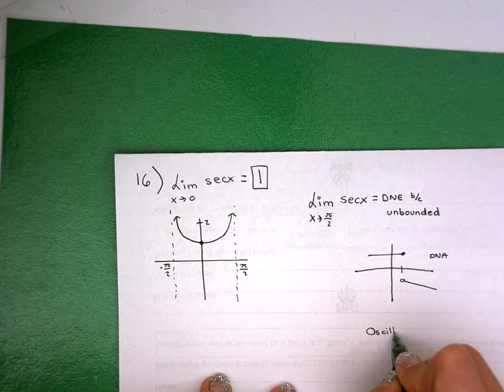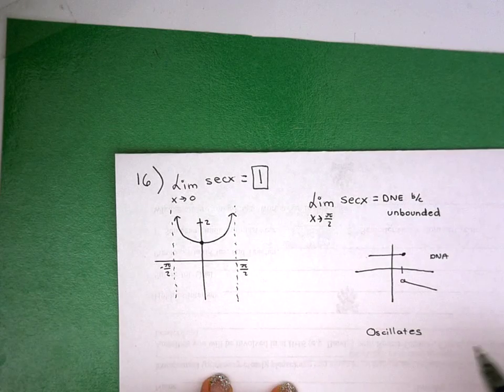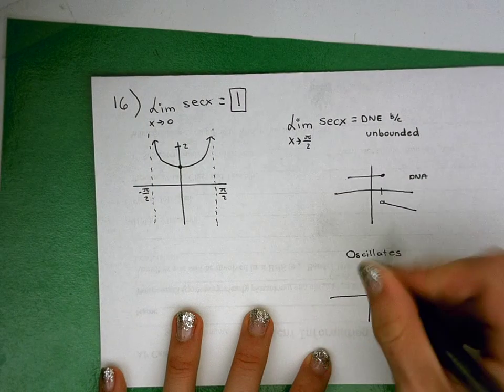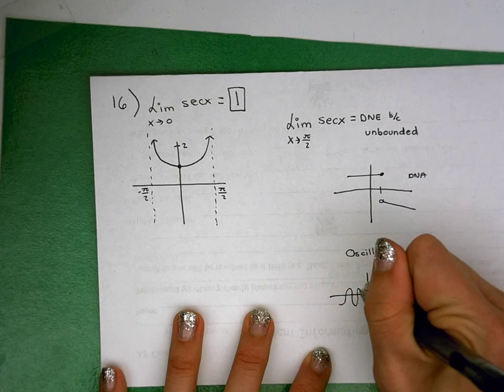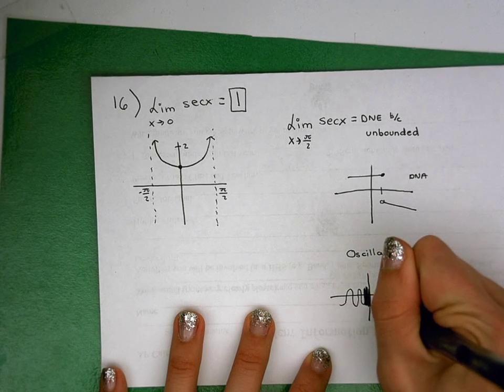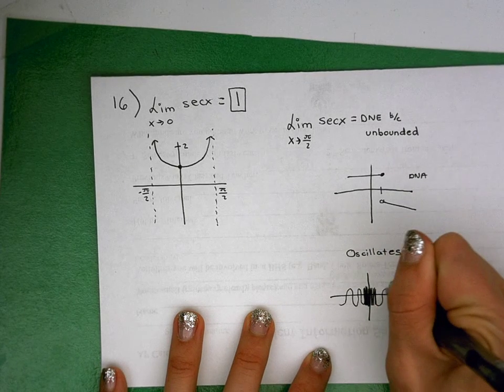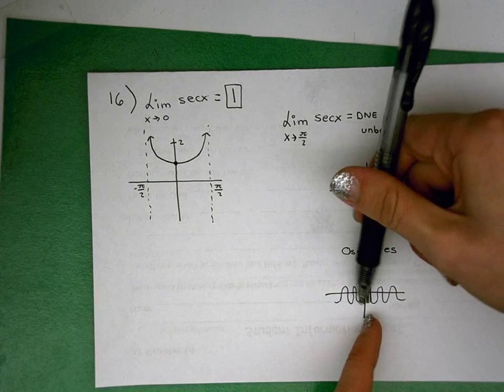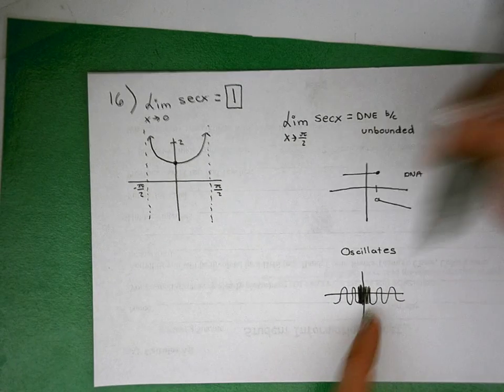And all of this is in your notes as well. Right? And oscillates is when we have a function that as it approaches a certain number goes really, really fast back and forth between -1 and 1 before spreading back out again. And so right here, okay, it's oscillating, so it does not exist because it oscillates.